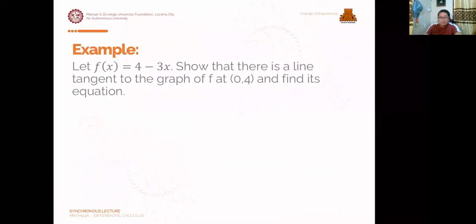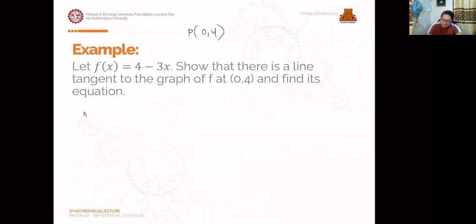Okay, another example dun sa ginagawa natin. Halimbawa, yung f of x natin is 4 minus 3x. Show that there is a line tangent to the graph of f at (0, 4) and find its equation. Okay? So, yung point natin ngayon is (0, 4), and yung f of x natin is 4 minus 3x.